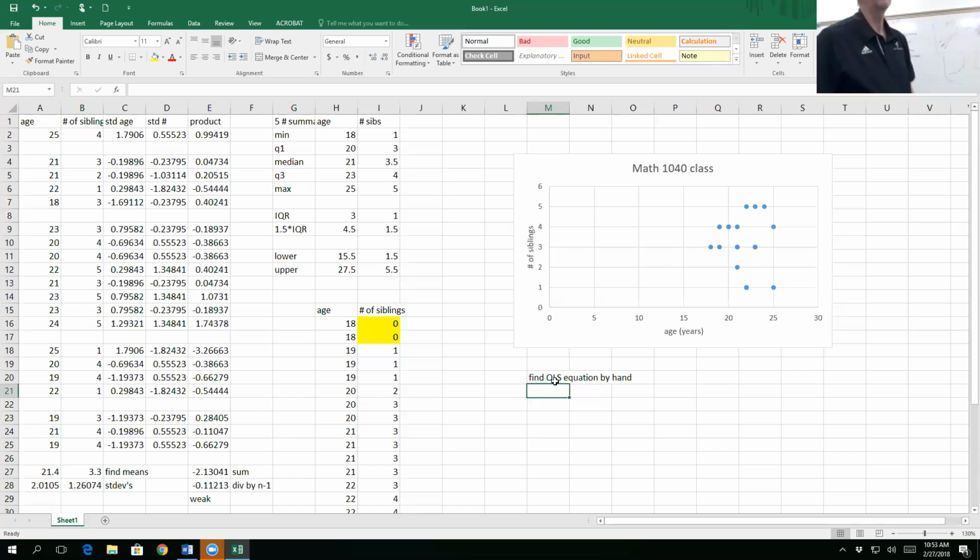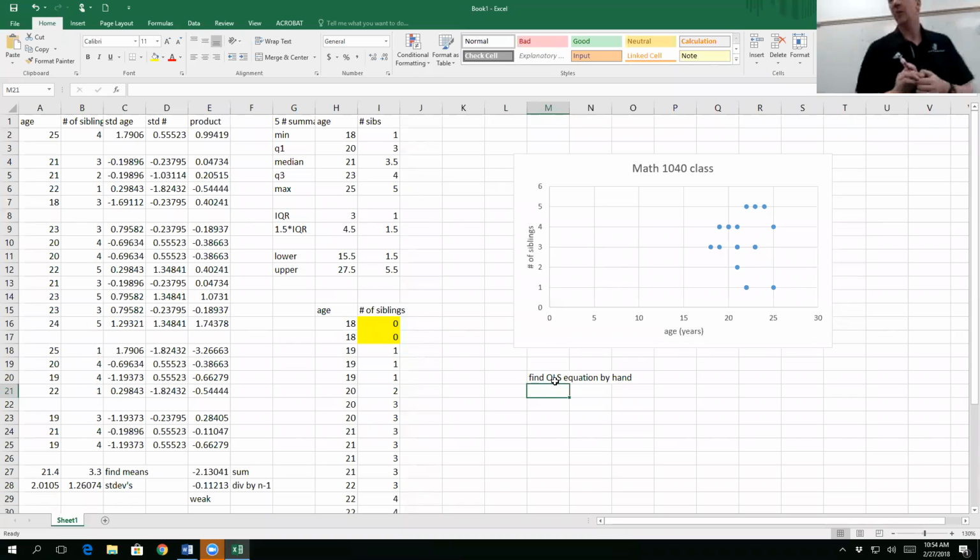Okay. What are the big important equations that I need to know? Say it again. Okay, so eventually I'm going to need y equals mx plus b, which means I need to find the m and I need to find the b, right? What's the m? It's the slope, and what's the equation? r times s of y over s of x, okay. And b is y bar minus m times x bar.